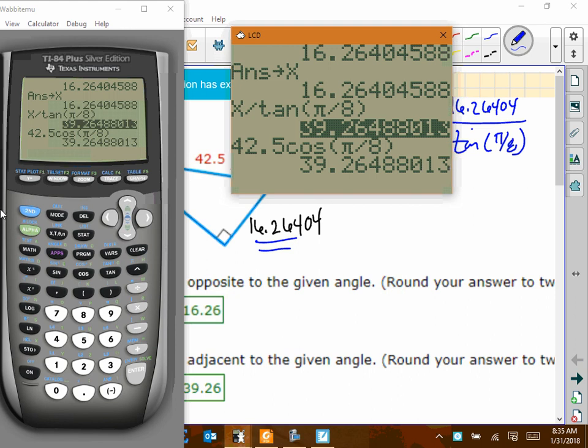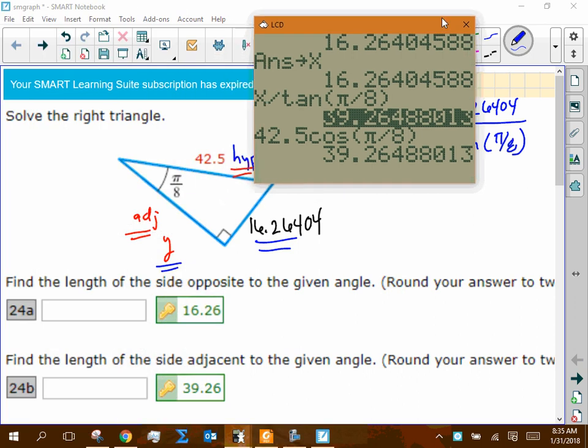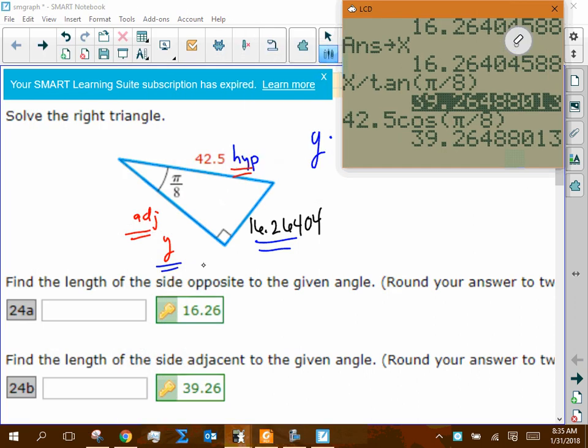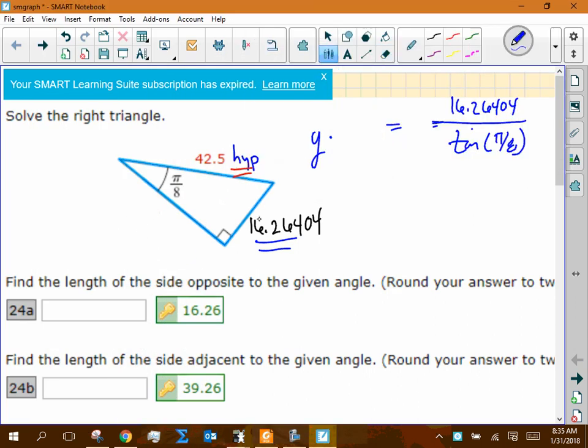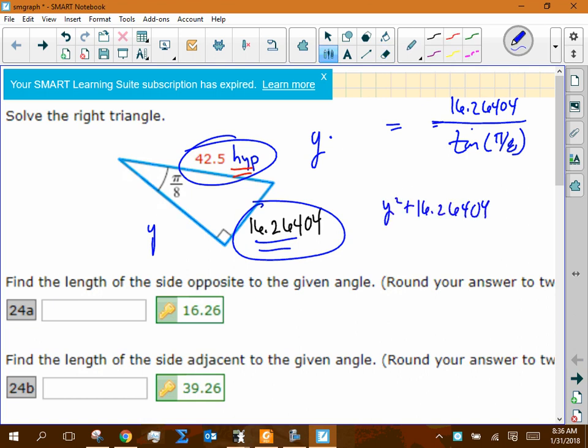Another approach for this question is, once you know this number and you know that number, could I say y squared plus 16.26404 squared is equal to 42.5 squared? Does the Pythagorean theorem work there? I'm not going to go through the work with you, but it does. All right, there's nothing wrong with using that.